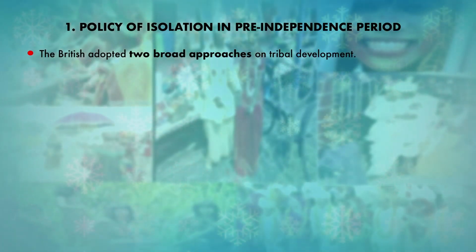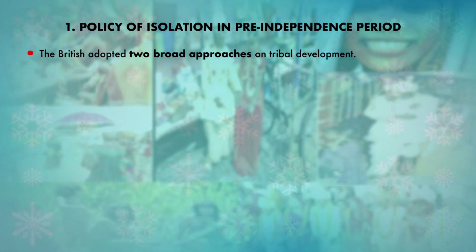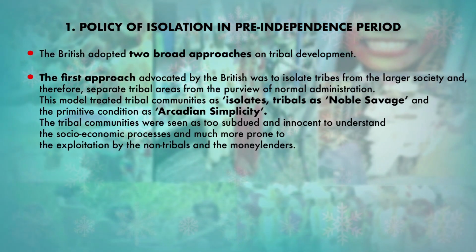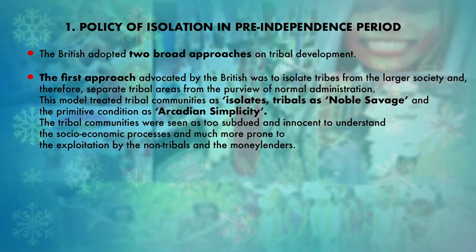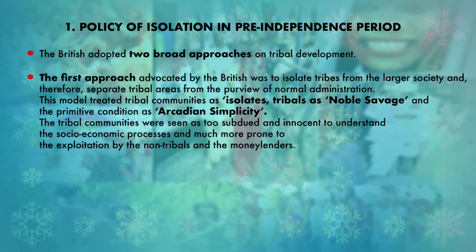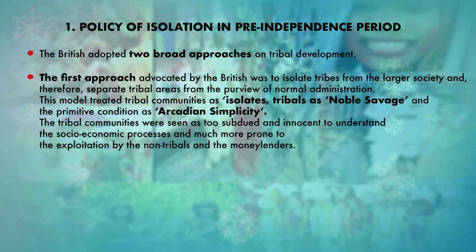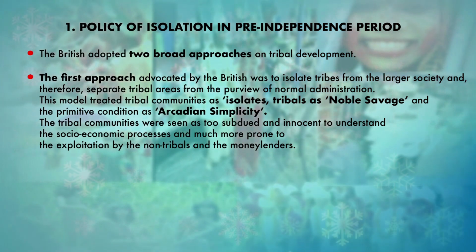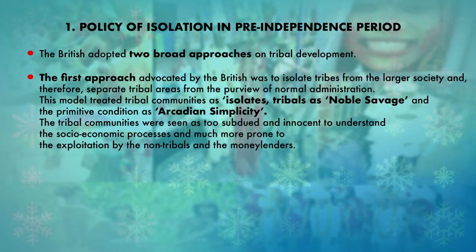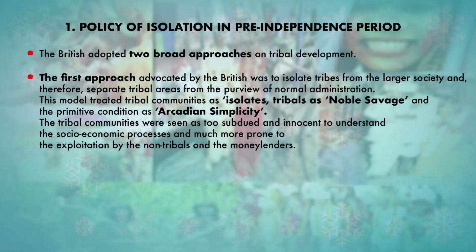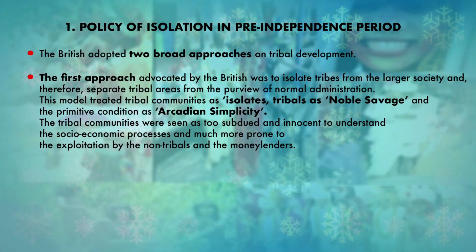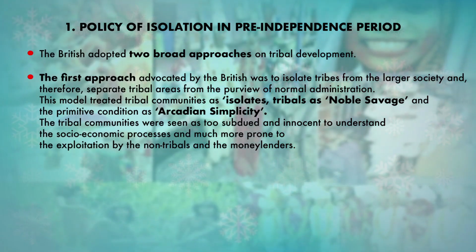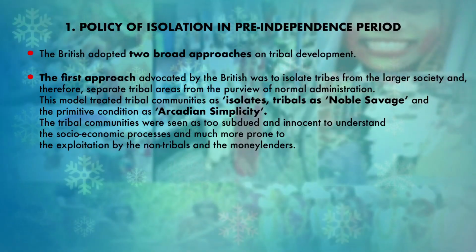The British had adopted two broad approaches on tribal development. The first approach, advocated by the British, was to isolate tribes from the larger society and therefore separate tribal areas from the purview of normal administration. This model treated tribal communities as isolates, tribals as noble savages, and the primitive conditions as Arcadian simplicity. The tribal communities were seen as too subdued and innocent to understand the socio-economic processes and much more prone to exploitation by the non-tribals and the moneylenders.